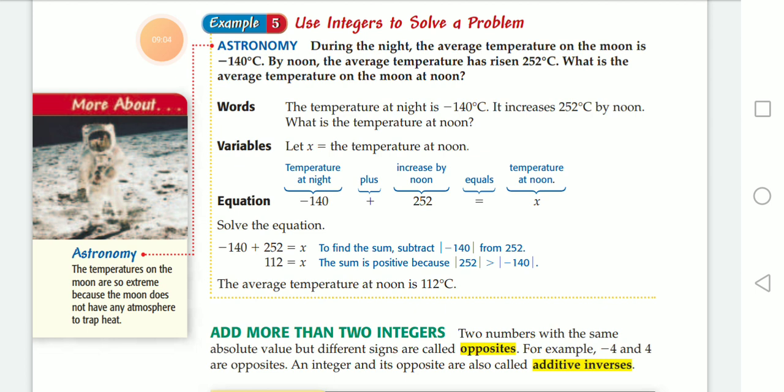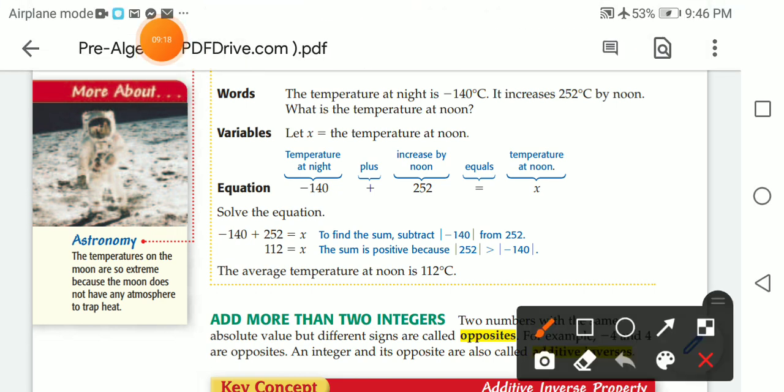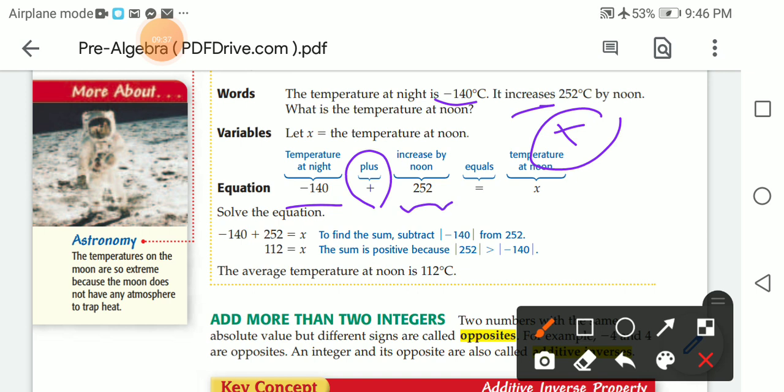Okay, we want to know. We will know. We have variables. Let x be the temperature at noon. So the temperature at night is negative 140, given here, and I have plus what? Plus the increase by noon. It increases, so plus, for God's sake, plus, don't make it minus. Plus the increase by noon, 152, equals x.